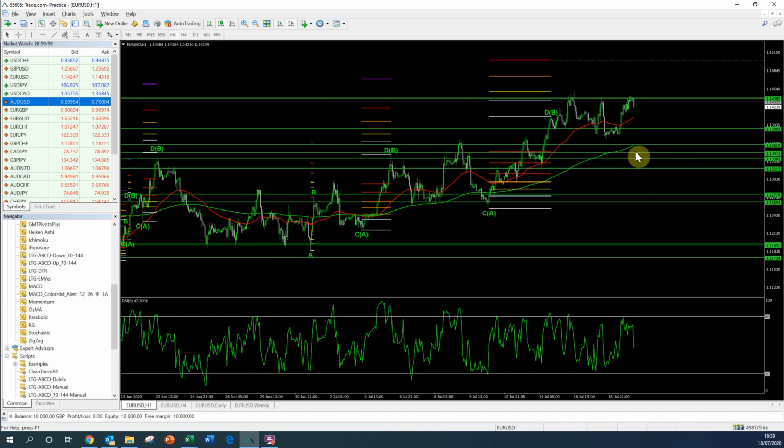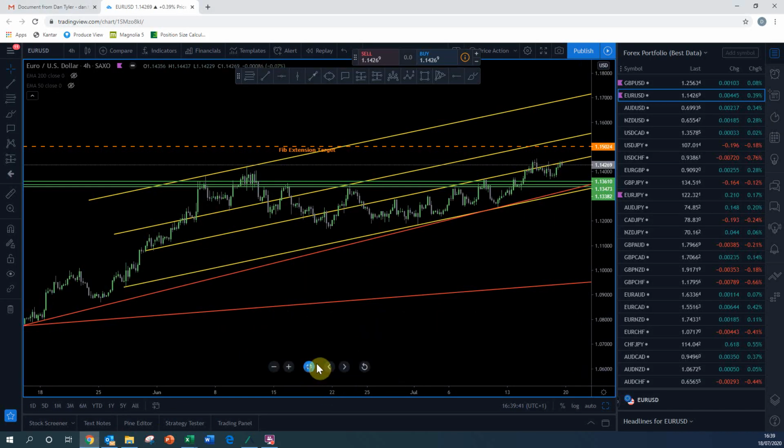So it looks like this is the level to buy at for me at the moment. There's just so much confluence going towards this level. I've got it all on my TradingView as well, so I can show you guys.